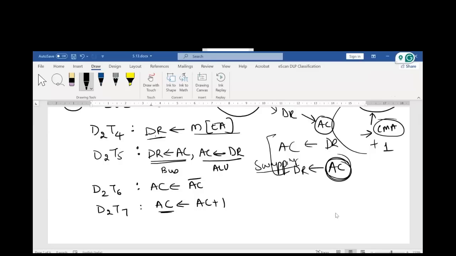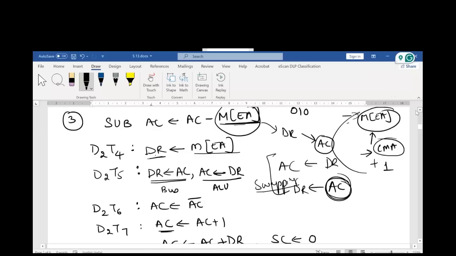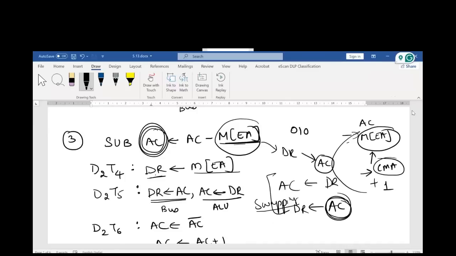So now this AC will have the updated value of my memory operand. DR will have the old value of AC. So in the last step, we will simply perform addition of AC and DR. This DR was having the old value of AC. Now this AC plus DR will be saved to your accumulator, and your instruction is completed. What was the instruction? Change the value of AC. So here my current AC will have AC minus M of EA.